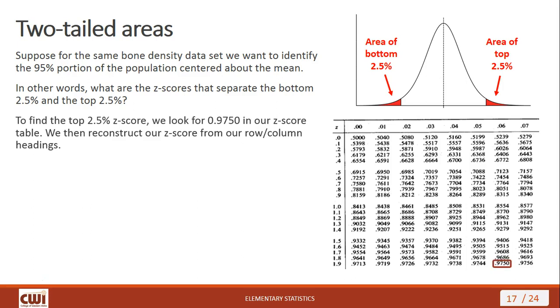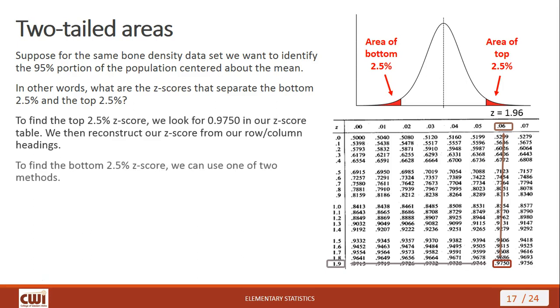Hope you find it right here towards the bottom. So now we have our value of interest. So now we go and we get the headings for our row and column. So we've got 1.9 for the row and 0.06 for the column. If we add those together, we reconstruct our z-score, and that gives us the 1.96.